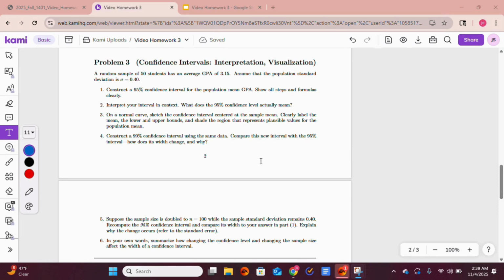After doing all the questions for problem 2, we can move on to problem 3, where it tells us a random sample of 50 students has an average GPA of 3.15. Assume that the population standard deviation is 0.40. Question 1 asks us to construct a 95% confidence interval for the population mean GPA. Show all steps and formulas clearly.